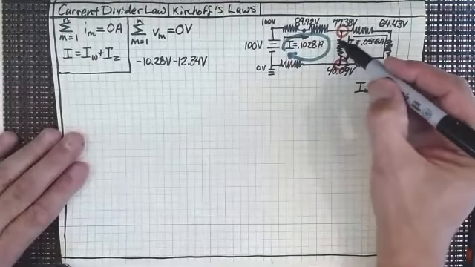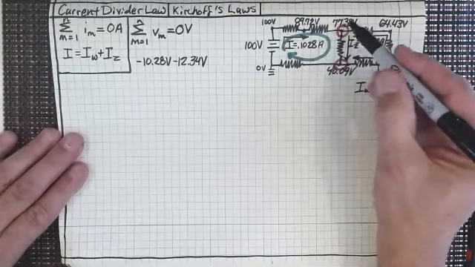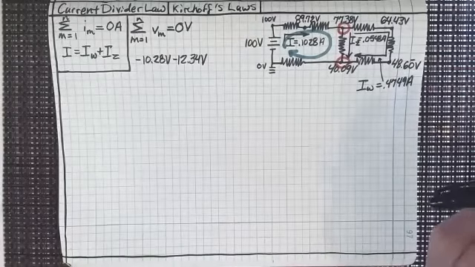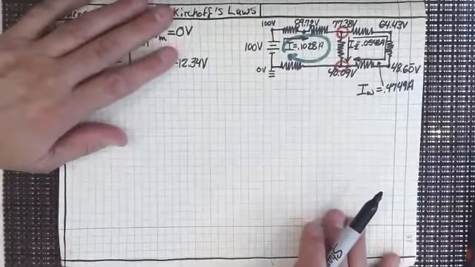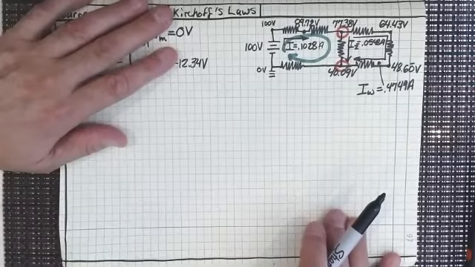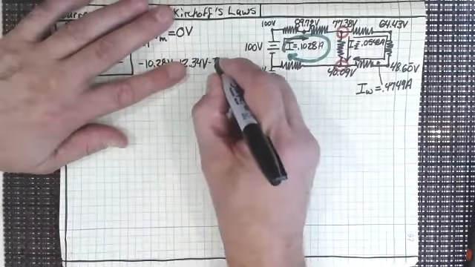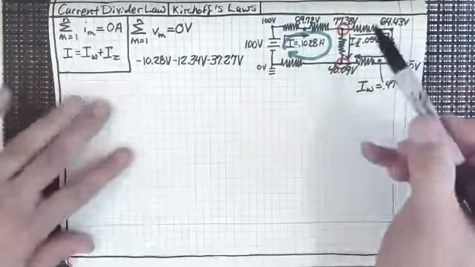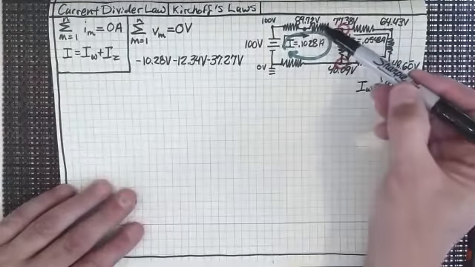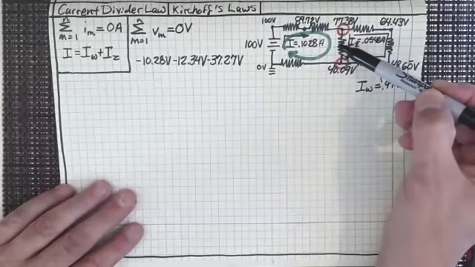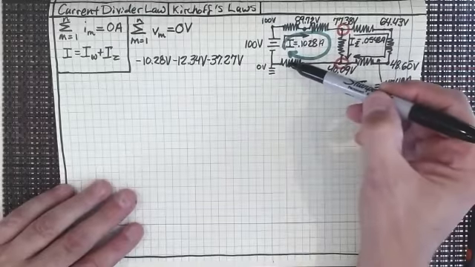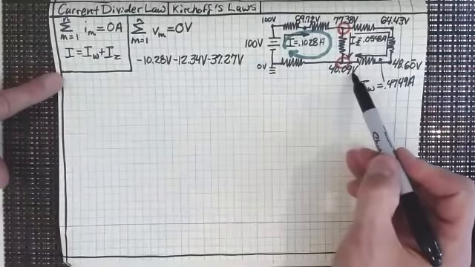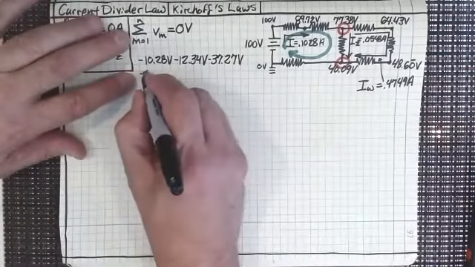Now let's keep going around the loop. Now we've got a voltage drop here too, don't we? 77.38 and 40.09. So I've got another voltage drop of 37.27, minus 37.27 volts. So that's this voltage drop, the second voltage drop, the third voltage drop. Let's go to the fourth voltage drop that we've got right here, and that voltage drop is going to be 0 and 40.09 volts.